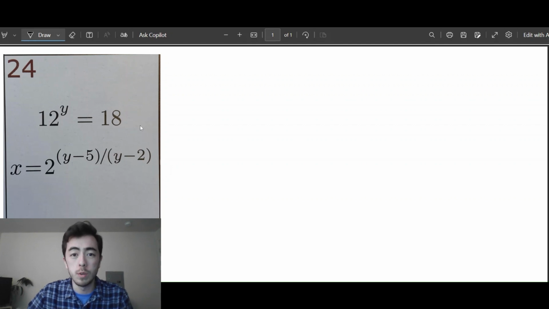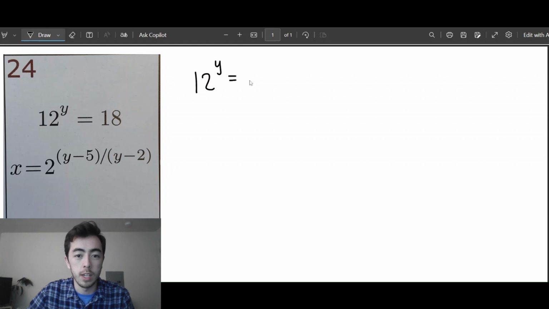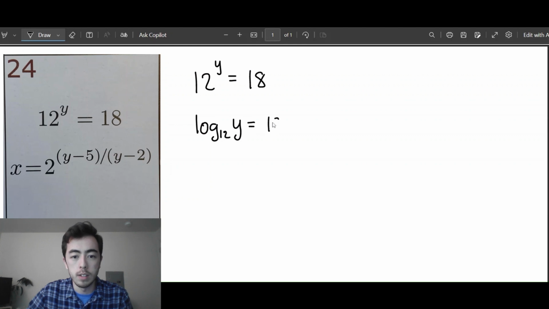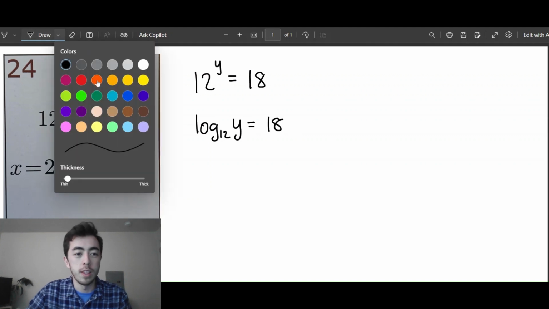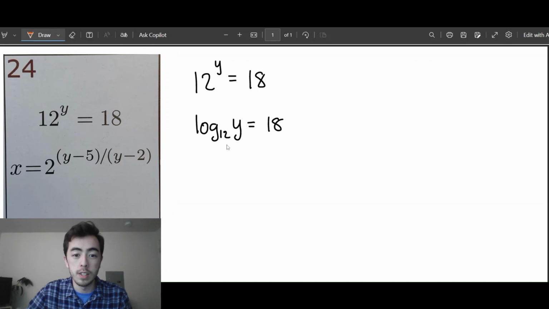Maybe it'd be nice to solve for y. I know that anytime we have some kind of exponential equation, we can always rewrite it with logarithms. And I think I'm going to write this as log base 12 of y is equal to 18. One way I remember it visually is that this is my base, that is my exponent, and then that's my answer.